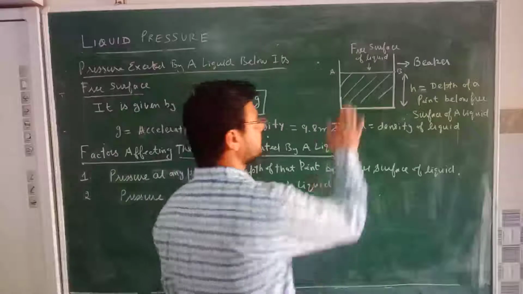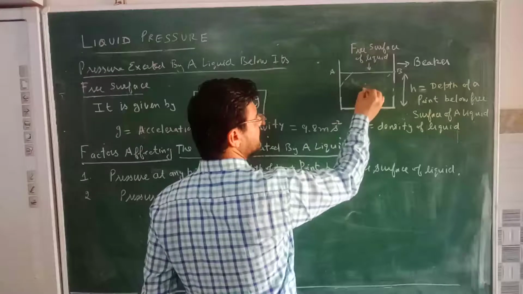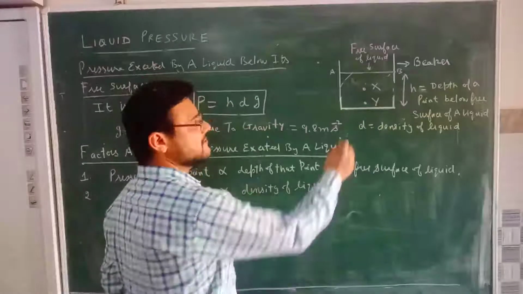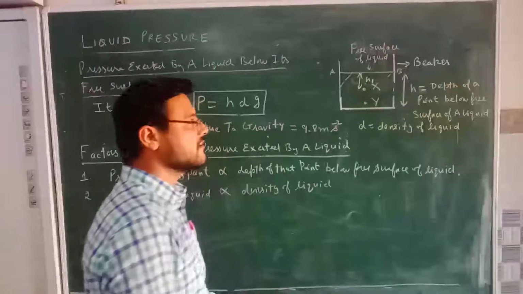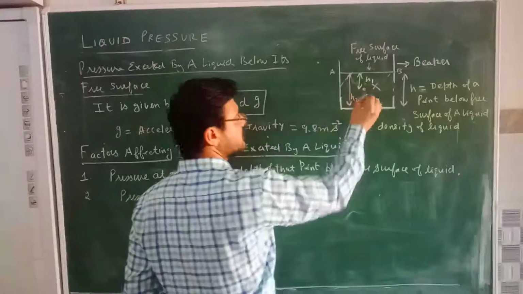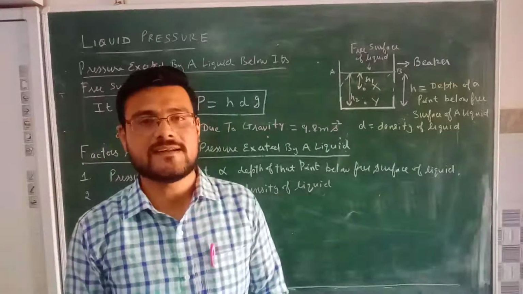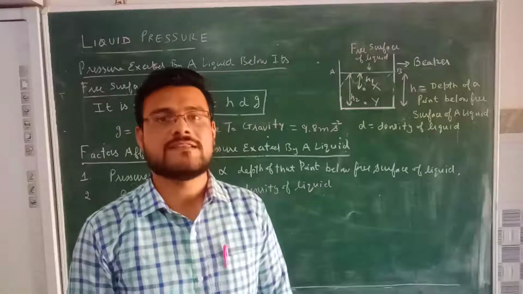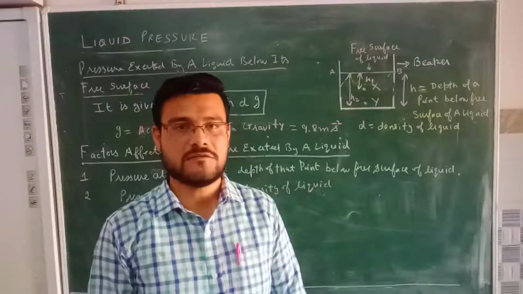So you can see that if we mark two points, one point here X, another point Y over here, the depth of the point X from the free surface of the liquid is H1. But the depth of the point Y from the free surface of the liquid will be H2. You can clearly see from the figure that the depth of the point Y, H2, is greater than the depth of the point X, H1. So because H2 is greater than H1, the liquid has smaller pressure at point X but greater pressure at point Y.